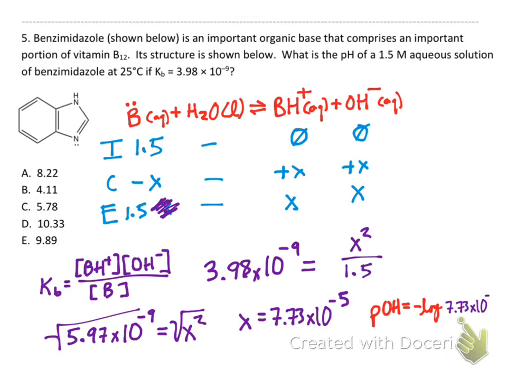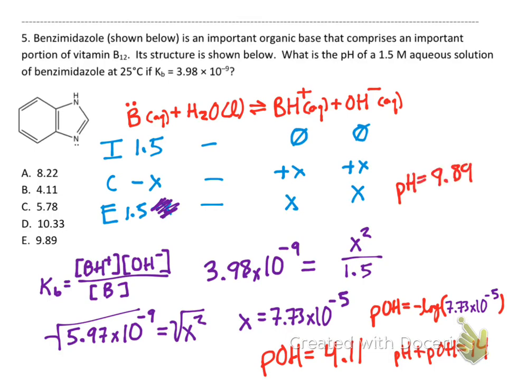So do the negative log base 10 of this. And that gives us our pOH is equal to 4.11. Now, are we solving for pOH? No, we're solving for pH. So at 25 degrees Celsius, we know that pH plus pOH equals 14. So we'll subtract 4.11 from 14, and we'll get our answer, which is the pH is equal to 9.89. Our choice E.